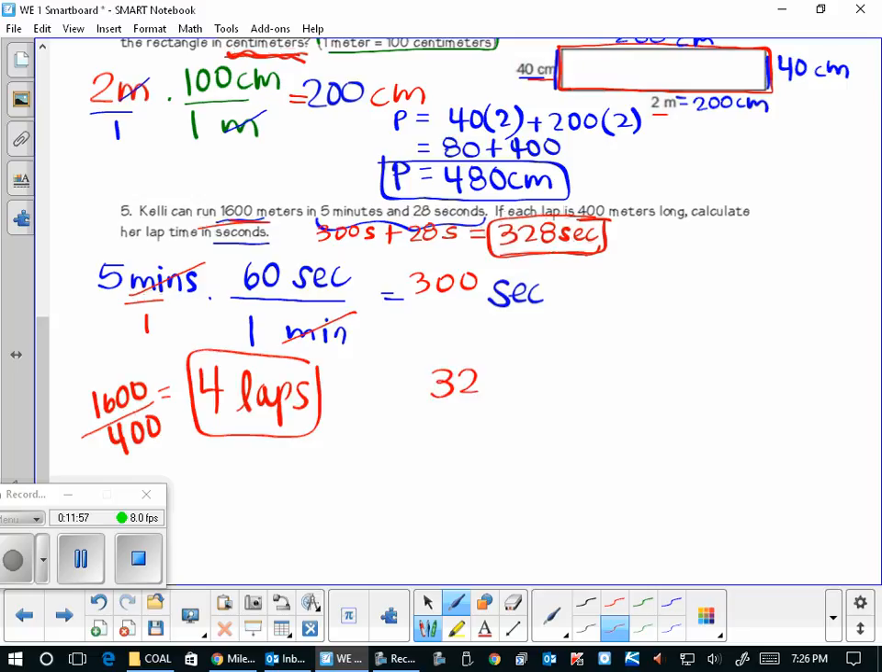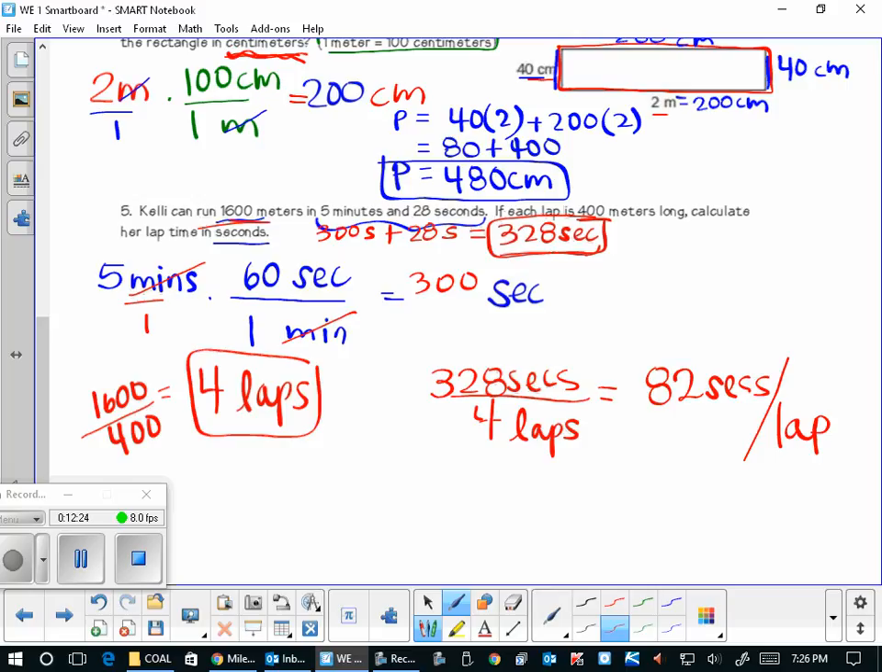So we're going to take our 328 seconds that it took Kelly to run 4 laps, and we're going to divide it by 4 laps. So 328 divided by 4. So she ran 1 lap in 82 seconds. So 82 seconds per lap. So we had to figure out the total time in seconds and then figure out what the question was asking for.